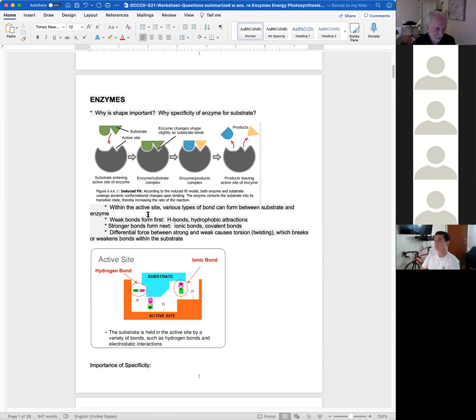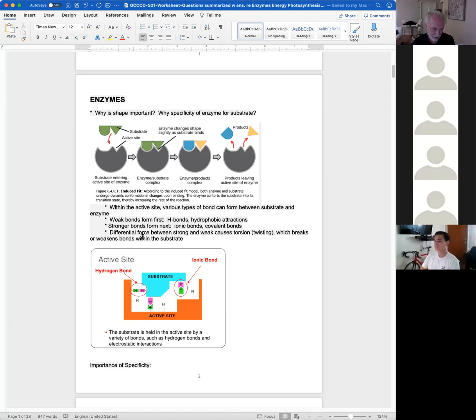So I have several points here with stars. Within the active site, various types of bond can form between the substrate and the enzyme. So it's not just sitting there, the substrate, it's actually bonded to the enzyme. Well, first, when the first contact is made, weak bonds form. For example, hydrogen bonds and hydrophobic attractions. After that, stronger bonds form, such as ionic bonds, covalent bonds.